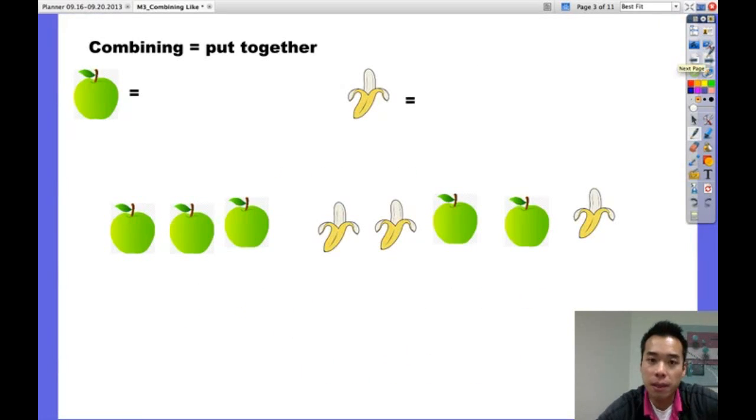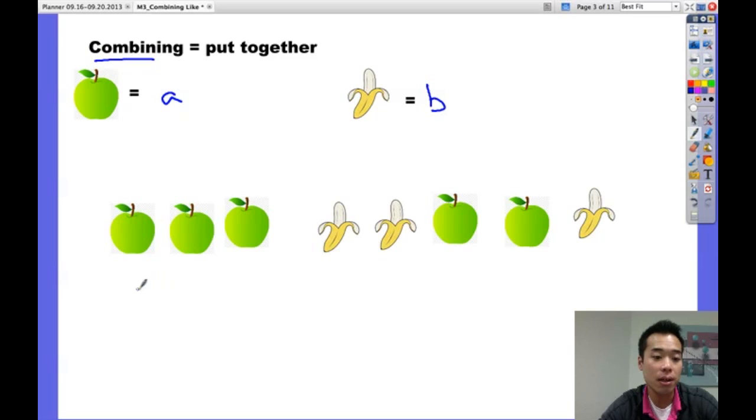So here's the first example. I'm going to go pretty basic. You have a green apple right here, one green apple and one banana. Let's say an apple, I'm going to give it the variable a. Banana, the variable b. Keyword today, combining or put together.